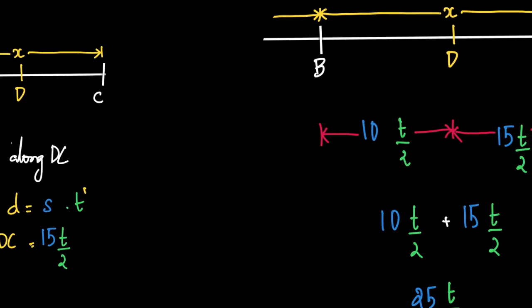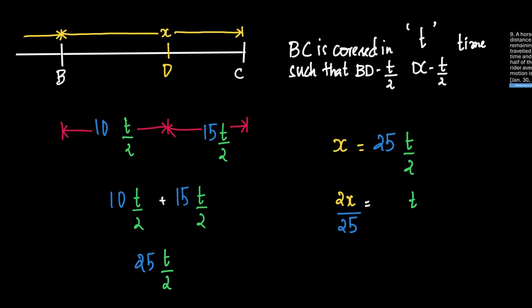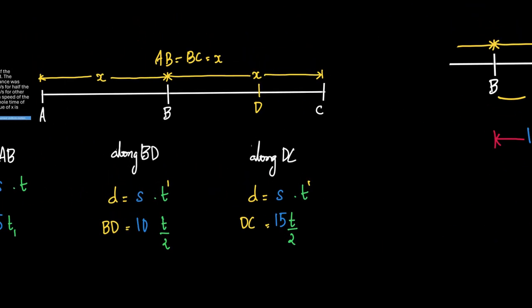Okay. So let us just slightly rearrange this. If we consider only BC after the rearrangement, we have the complete distance BC equal to x. Wait a second. What I'm trying to do is, we can write BD plus DC is equal to BC, right? So what is BC? BC is x, which is equal to BD plus DC. What is BD? 10 t by 2. What is DC? 15 t by 2.